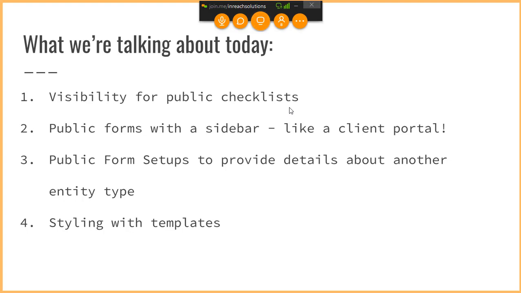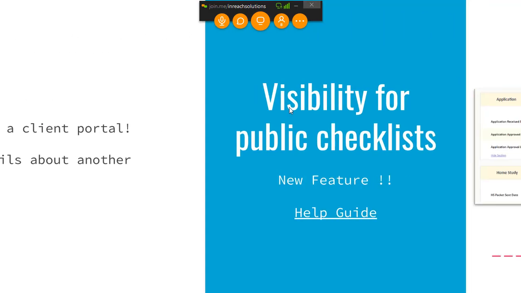There are some cool public forms setups that provide details about other entity types. So this is a situation where a family logs in and talks about children in their care or uploads documents to them, things like that. I'll show you a couple of examples of how agencies are implementing that. And then we'll talk about styling, some ways that you can improve the styling. I'm going to show off a client site that I always refer to because I think they did a really excellent job with their branding and messaging all together. So let's get into that.